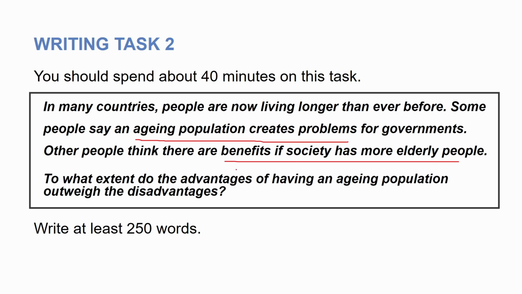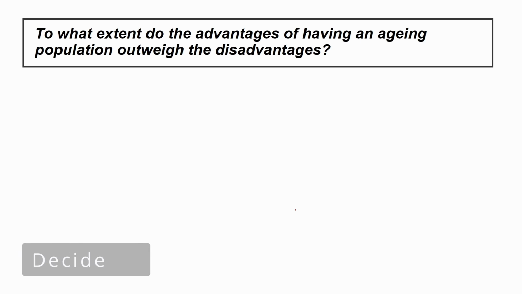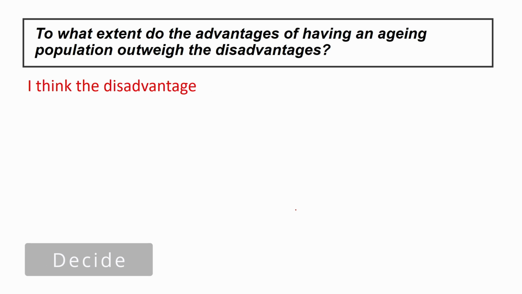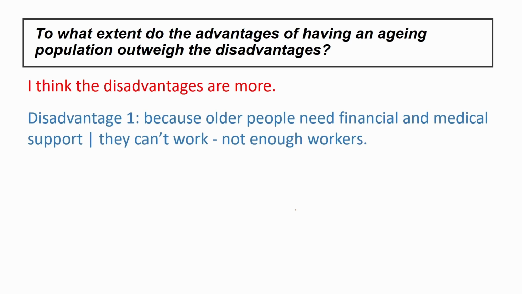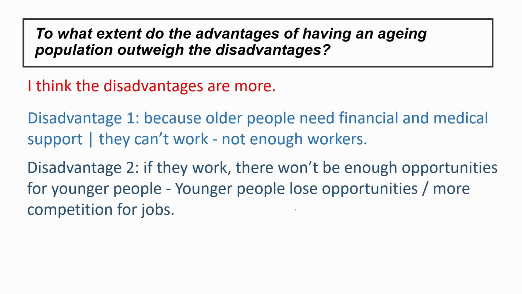So clearly this question has two parts, advantages and disadvantages, and we should clearly state our opinion and take one side. I think the disadvantages are more. Why? Because older people need financial and medical support. Also, they cannot work. What is the result of that? There won't be enough workers. The second disadvantage, if they work and continue working, there won't be enough opportunities for younger people. So younger people lose opportunities and there will be more competition for jobs.